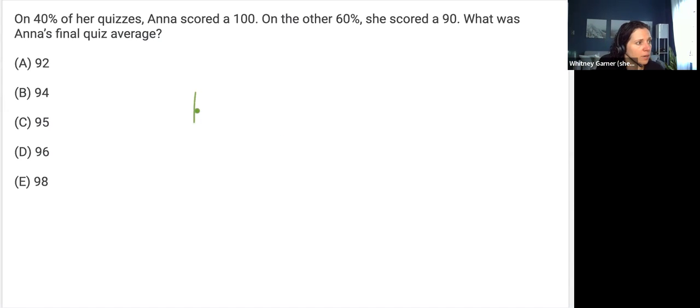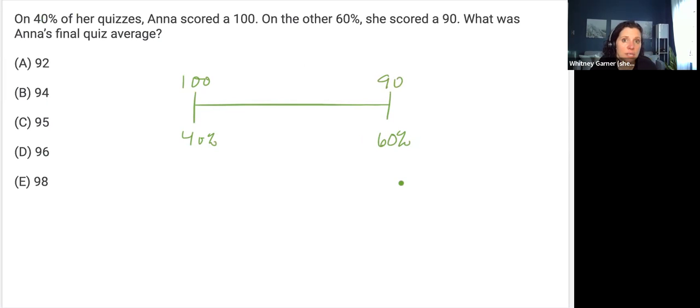So I'll build my little form. I've got 40%, she got 100. On 60%, she scores a 90. Now, the first thing I'll do here is say, all right, I'm going to reduce these 4 to 6 or 2 to 3. So keep reducing my ratios. So I got essentially 200s and 390s. If you wanted to, you could plug these into the formula right now, right? 90 times 3 plus 100 times 2 divided by 5.